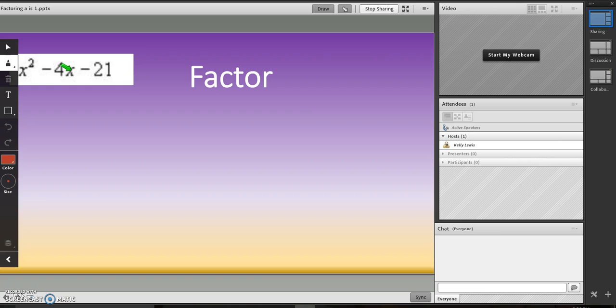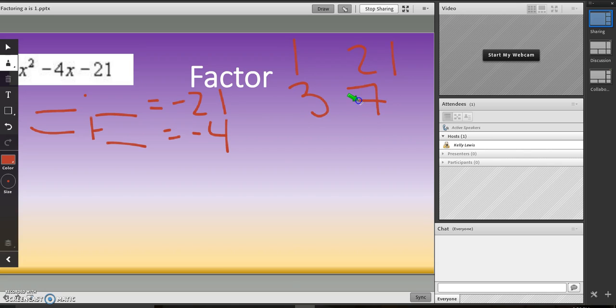All right, x squared minus 4x minus 21. So something multiplies to give us negative 21 and adds to give us negative 4. Our choices for 21 are 1 times 21, 3 times 7, and then we're starting over. So it's got to be 3 and 7.